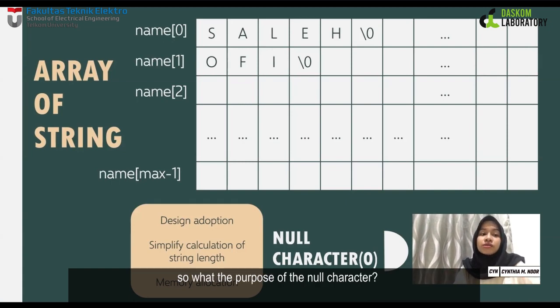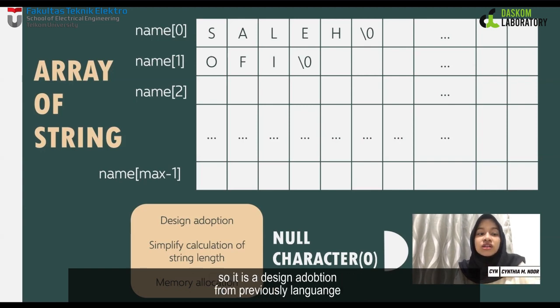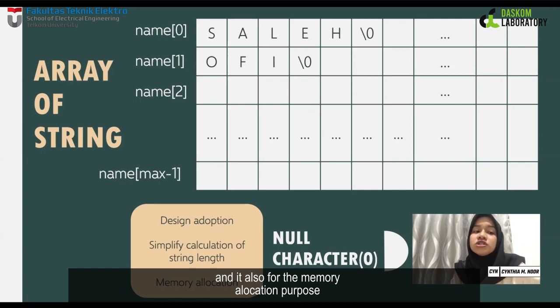So what's the purpose of the null character? It was a design adoption. C language is not the first language in programming, so it is a design adoption from previous languages. The purpose is to simplify the calculation of string length, and it is also for memory allocation purposes.